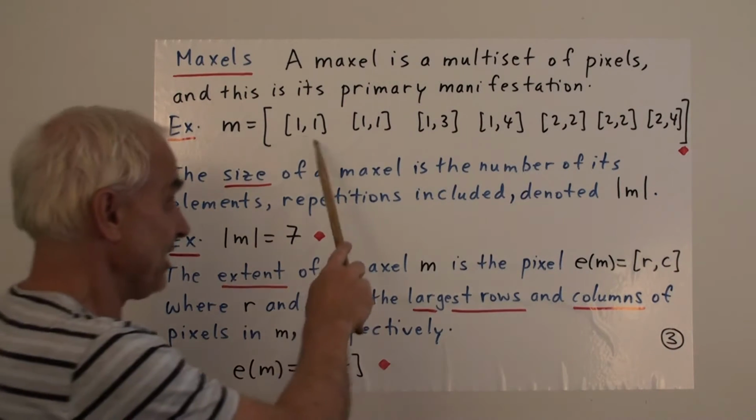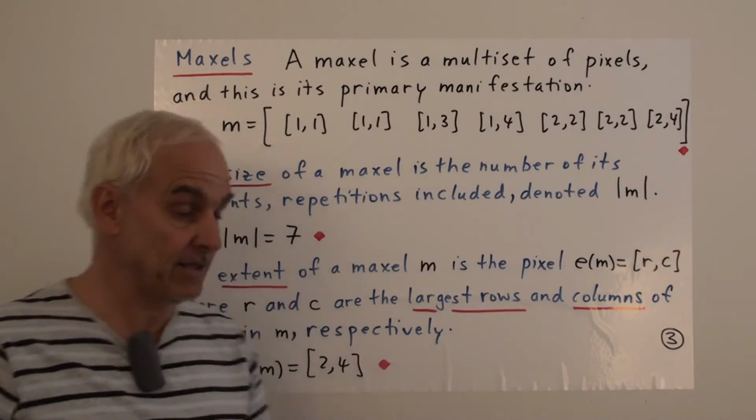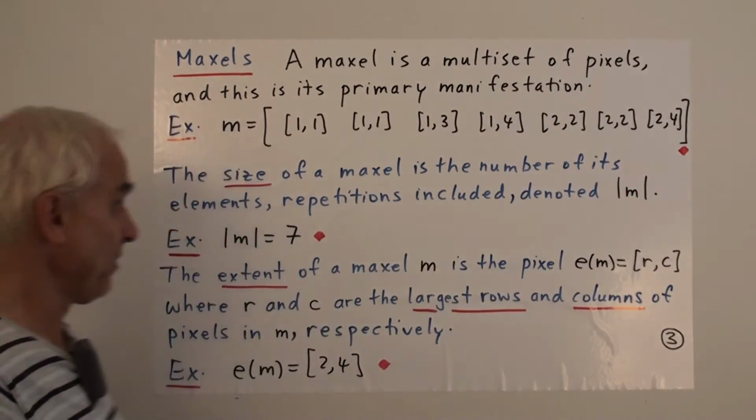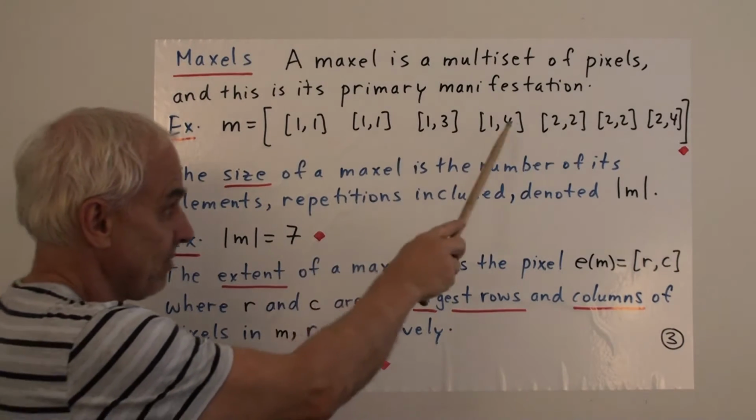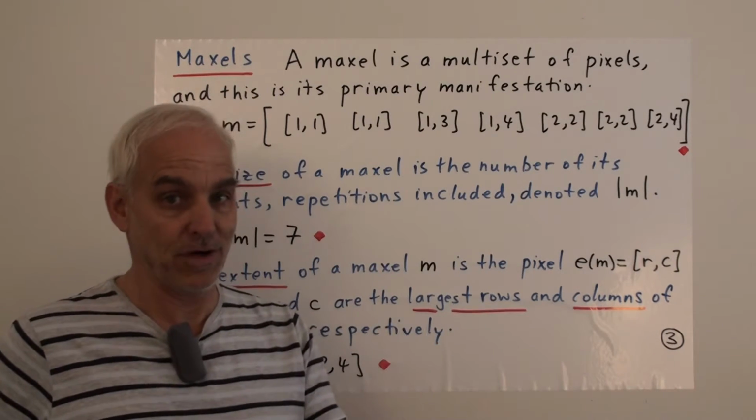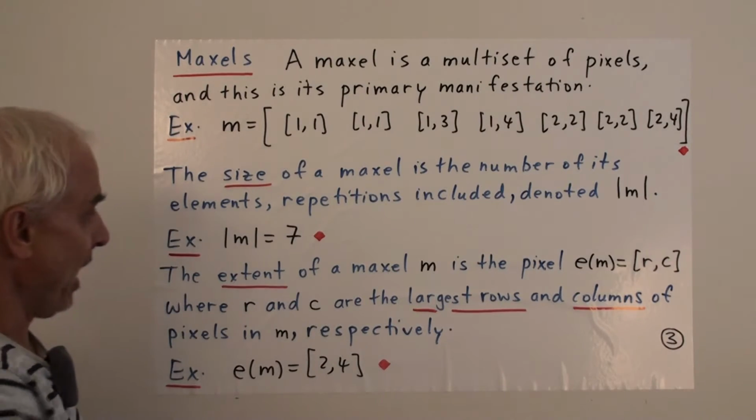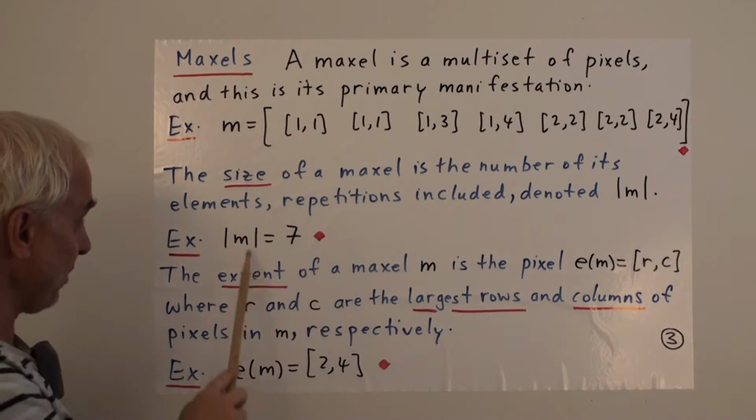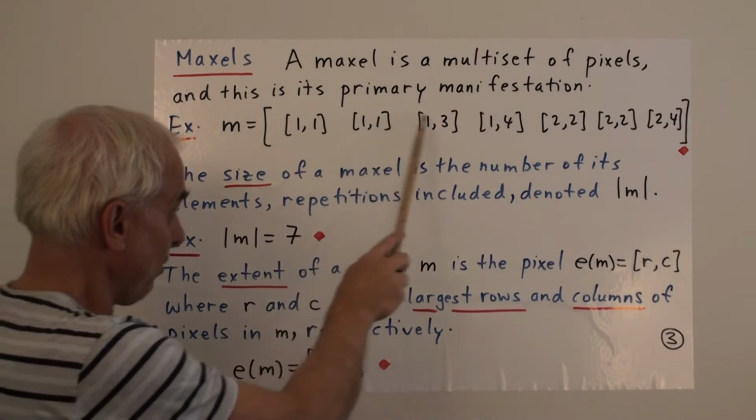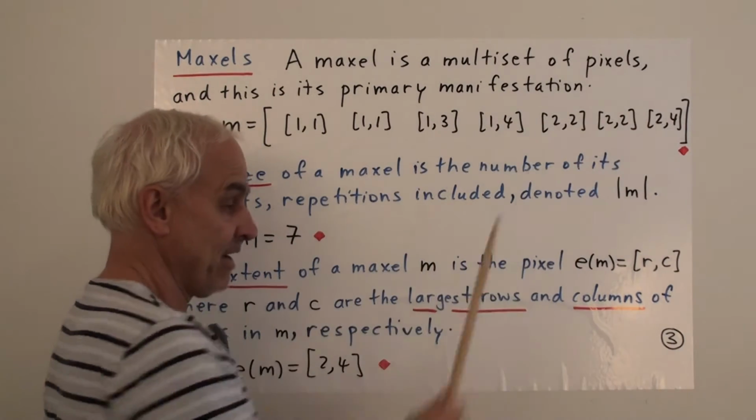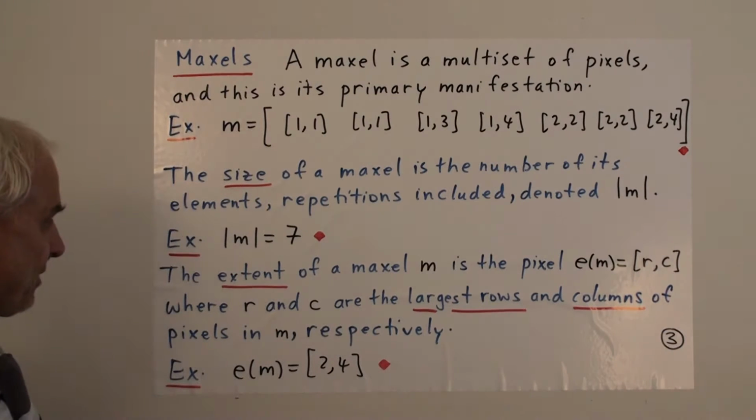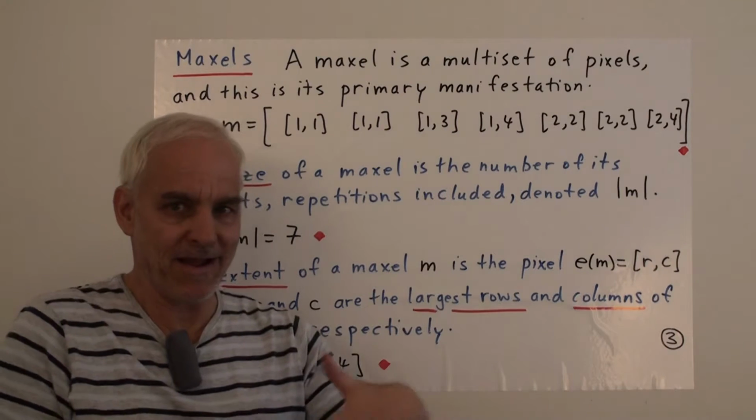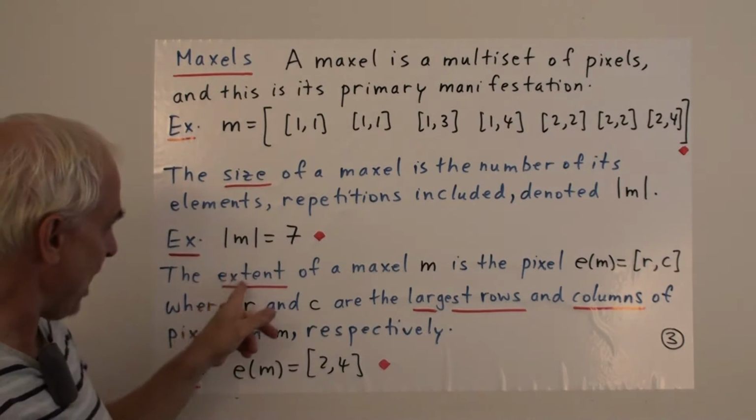That's going to be obviously the size of it as a multi-set, the number of pixels that it contains. And of course, repetitions are included because this is a multi-set. And we'll use the same notation that we usually do for size. So for example, in this case here, the size is 7 because there are 1, 2, 3, 4, 5, 6, 7 entries or elements.